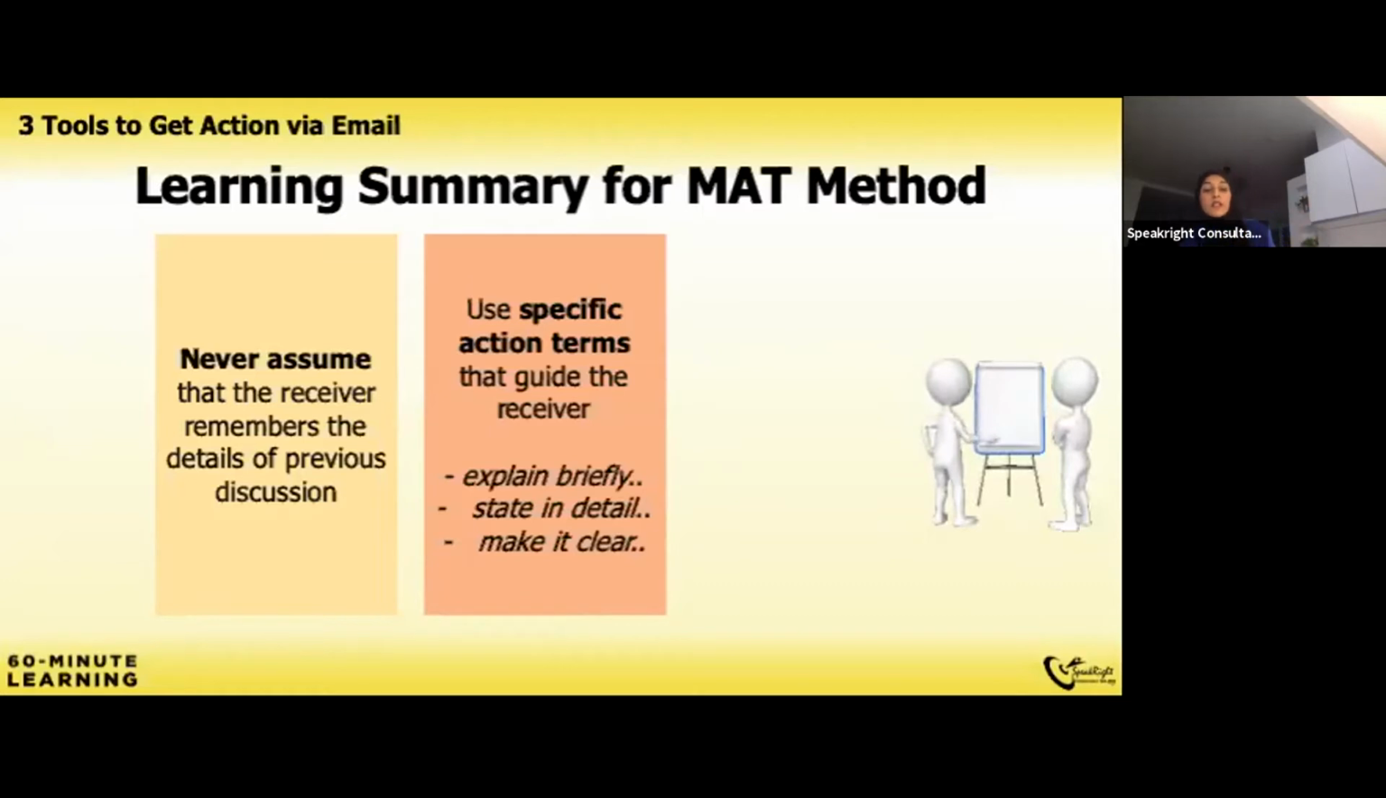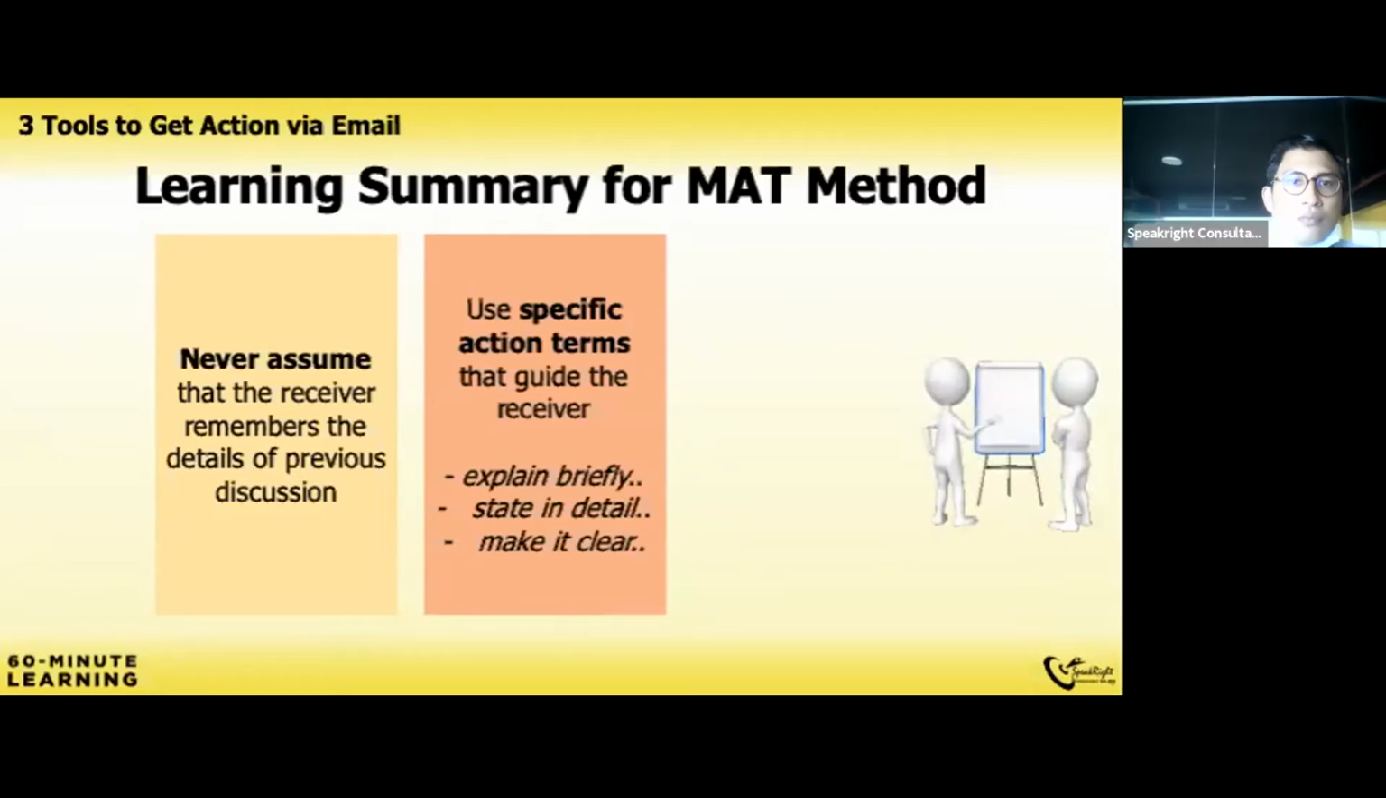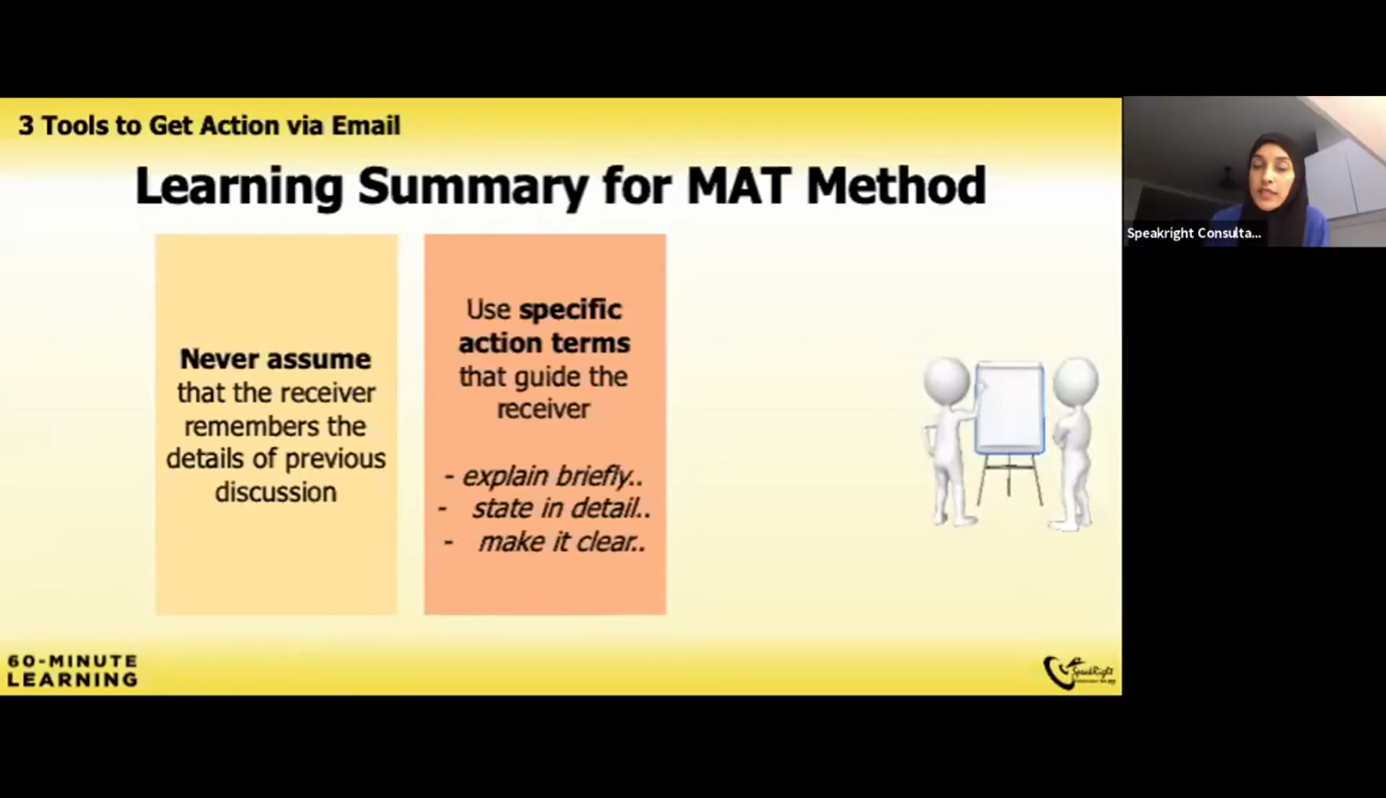Okay, all right. So the learning summary: use specific action items that guide the receiver to understand how much of something they need to do. All right, state in detail, so when you state something, the receiver needs to put in a lot of details into it, or make it clear, so the receiver understands that she has to make certain things clear.